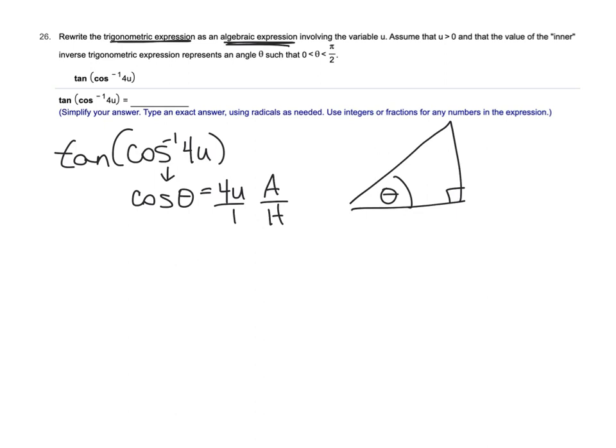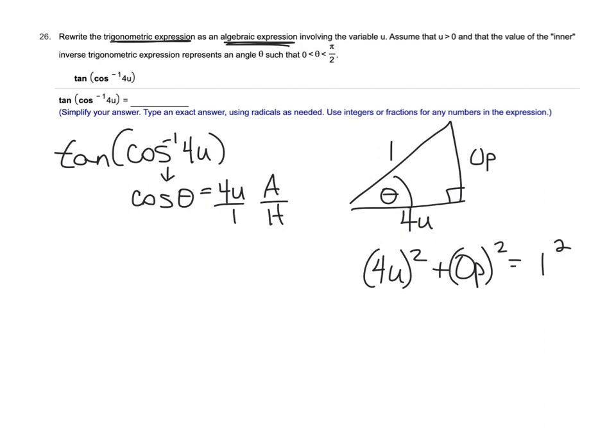On our triangle, the opposite is right there, and the adjacent would be right next to it here. The hypotenuse is 1. We need to find the opposite side using the Pythagorean Theorem. So let's say we have 4u squared. Be careful here. It's 4u, all of that squared, plus the opposite squared, should equal 1 squared.